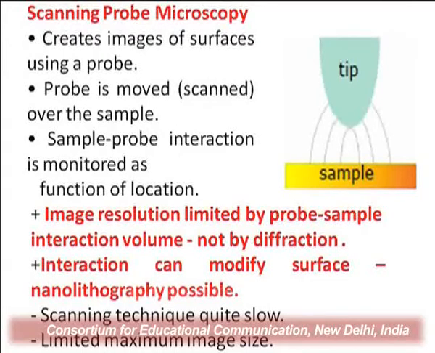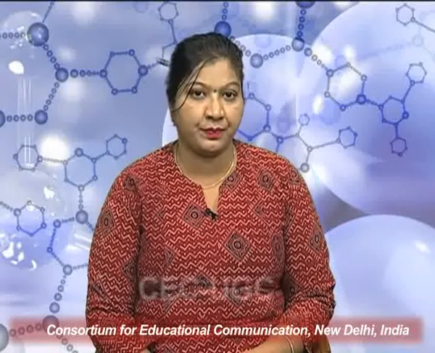The basic principle of scanning probe microscopy: the probe scans the surface. There is interaction between the probe and the sample, and it moves throughout the sample and produces surface images, and those surface images are used for characterization. The image resolution is limited by the probe-sample interaction volume. What type of image we require, what material, and what size we are scanning determine the image resolution, not diffraction; we cannot get that from diffraction.